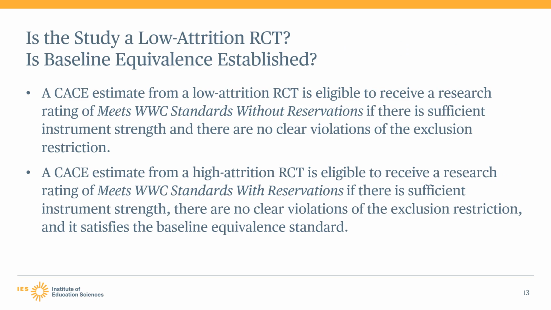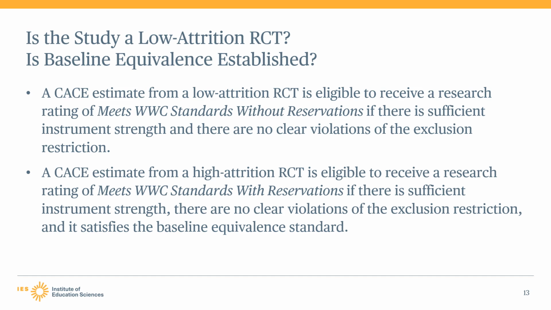For RCTs with cases that have demonstrated sufficient instrument strength and that have not violated the exclusion restriction, the next step in the review process is to assess whether the study is an RCT with low attrition. Attrition is calculated using the same WWC procedures and standards described in the group design training series. If the case estimate comes from a low attrition RCT and has sufficient instrument strength and no violations of the exclusion restriction, then the finding receives the research rating of meets WWC standards without reservations.